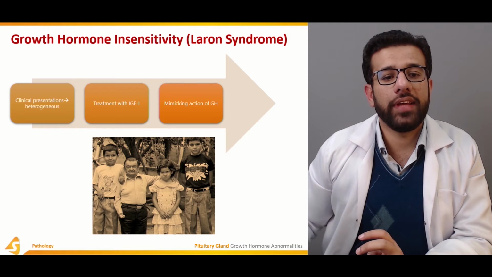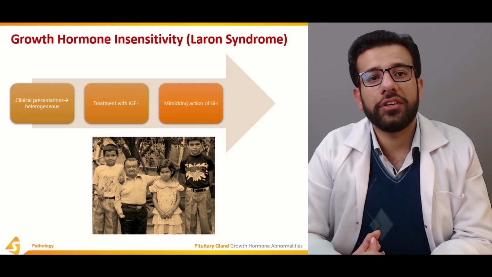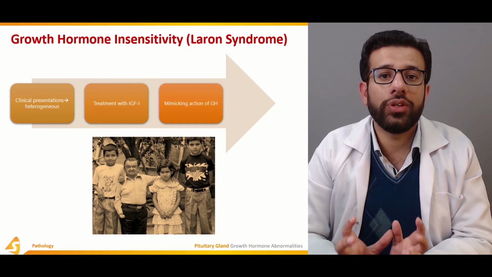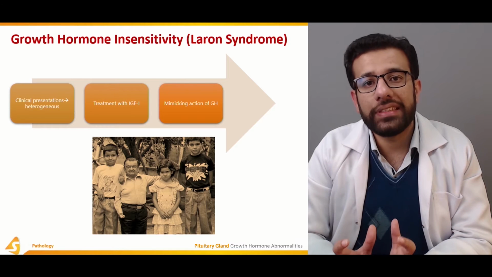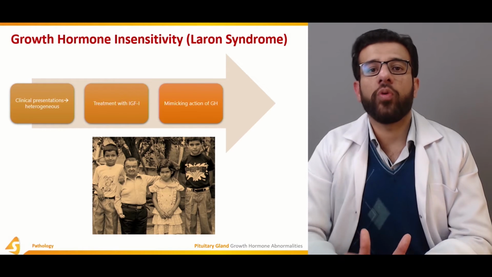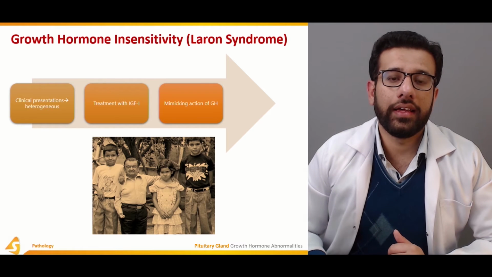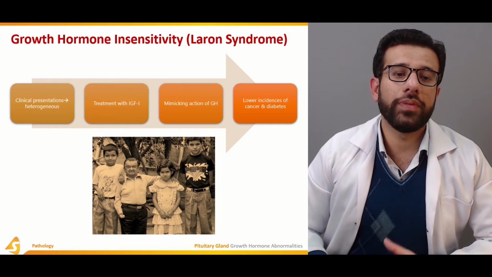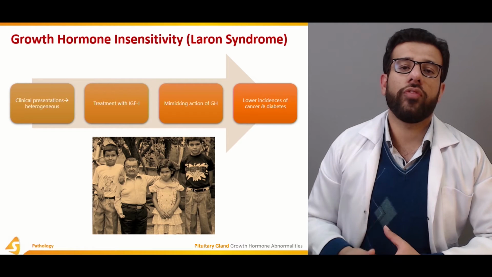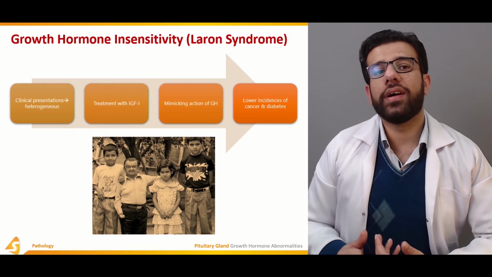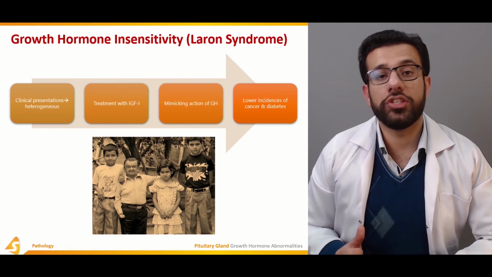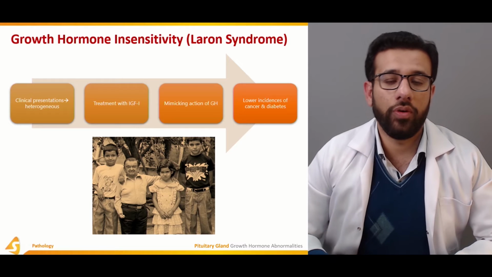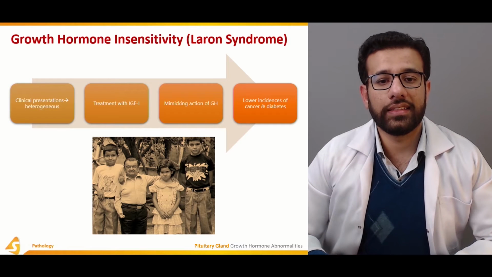Growth hormone insensitivity and Laron syndrome. The clinical presentation is heterogeneous, and the treatment is with insulin-like growth factor 1, which mimics the action of growth hormone by binding to the respective receptors. There is a lower incidence of cancer and diabetes in this, because the amount of growth hormone is appropriate, but there is down regulation of the receptors, resulting in the clinical symptoms of growth hormone insensitivity.